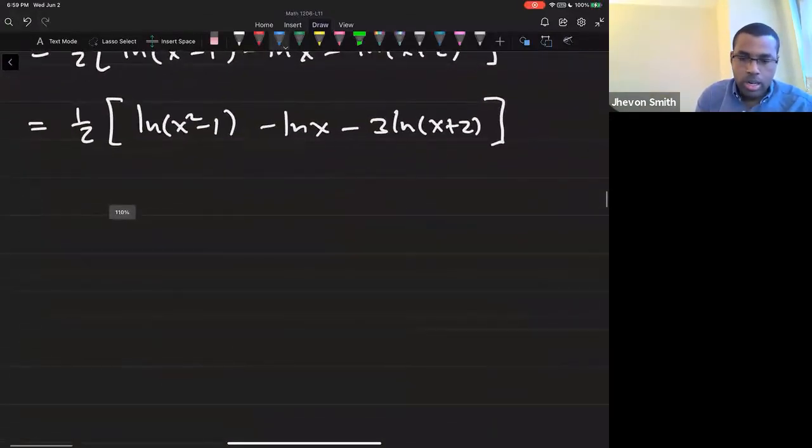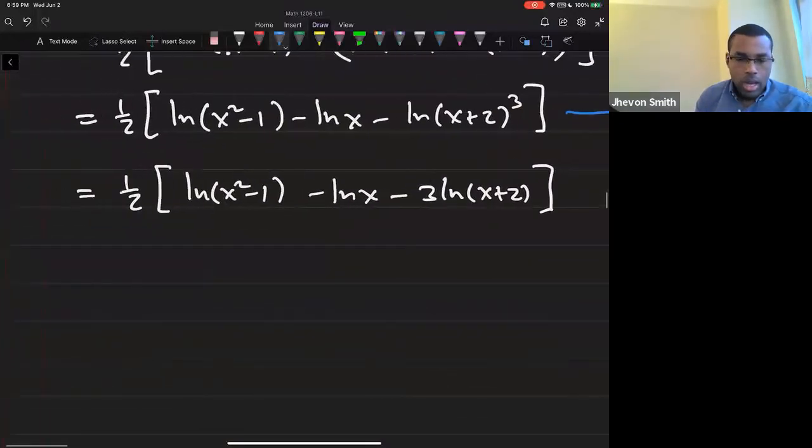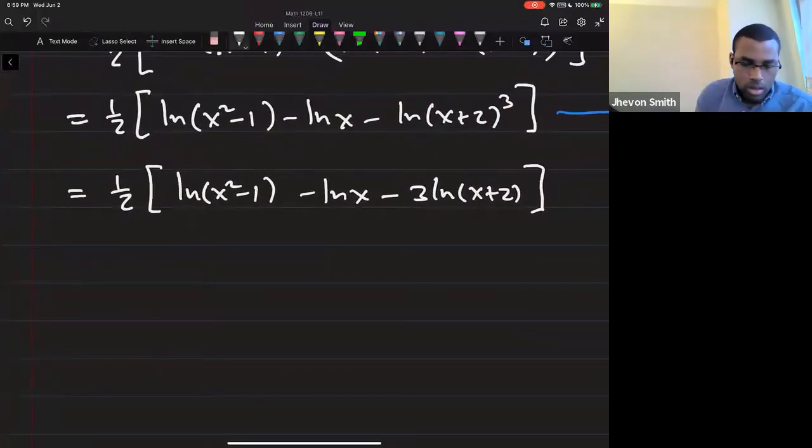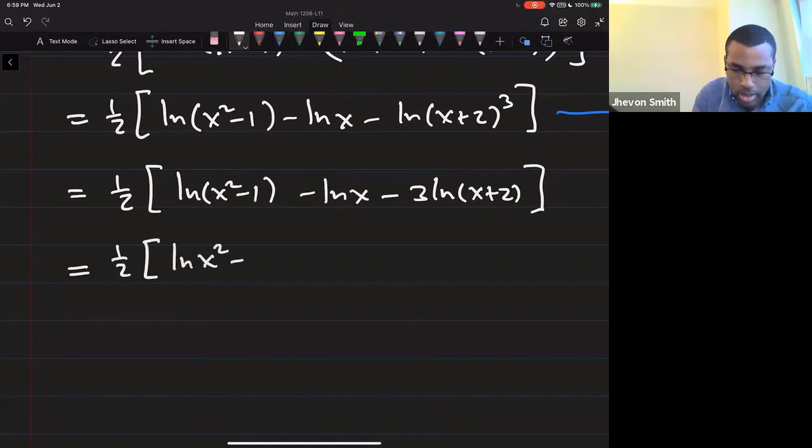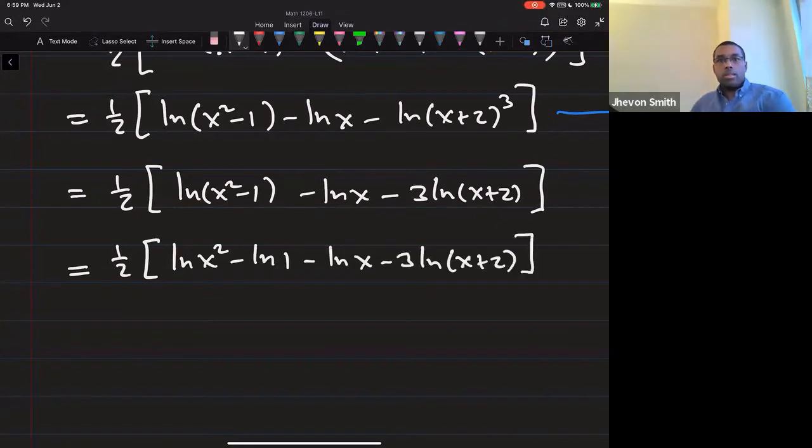So now we're here, and we can actually take this further. This can be simplified a little bit more. Maybe it's the log of x squared minus 1 that has a power. Nothing else has a power. It's kind of like the sore thumb. So we can just do this. Right?